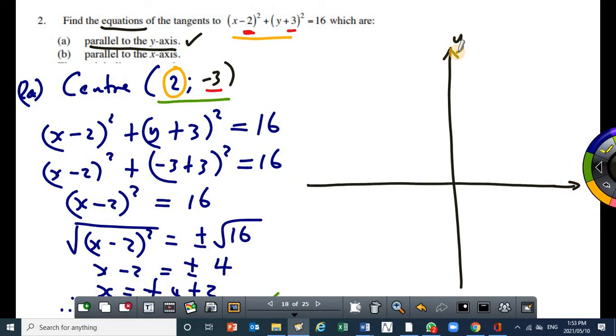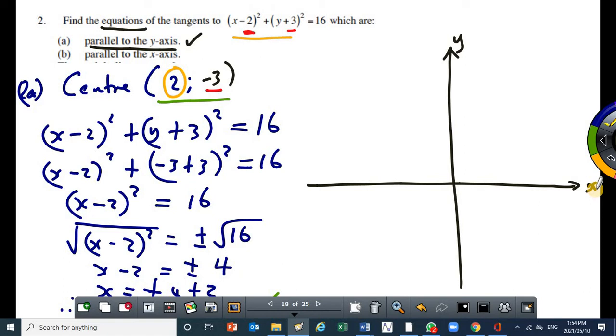Why am I drawing the Cartesian plane? To visualize what the question wants. This question here is not a direct question, so it requires you to understand what it wants. So, we know that the gradient of the y-axis is undefined. And that's not grade 12. It's grade 9, grade 10.